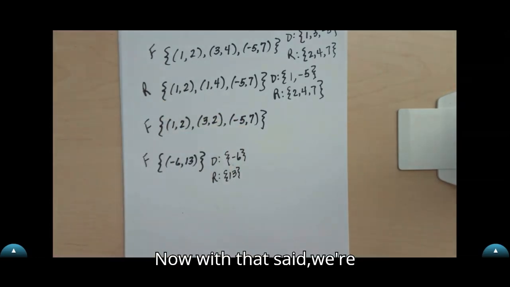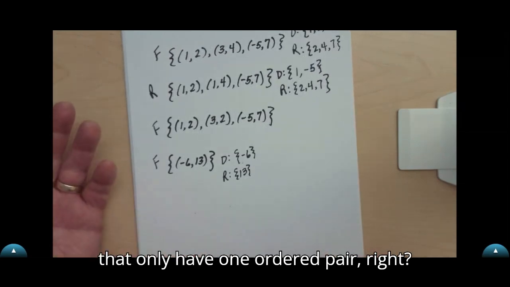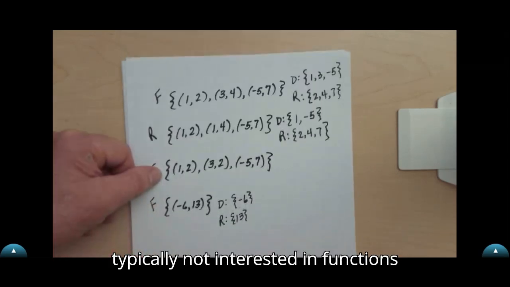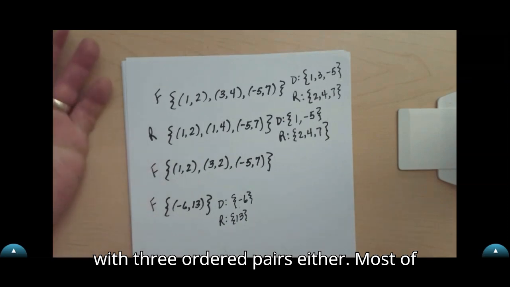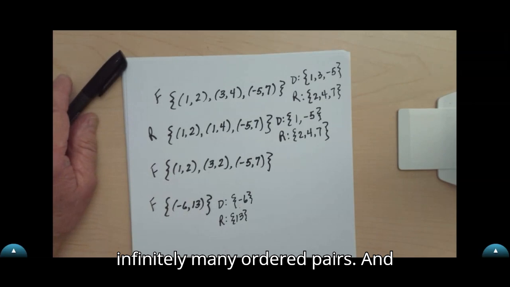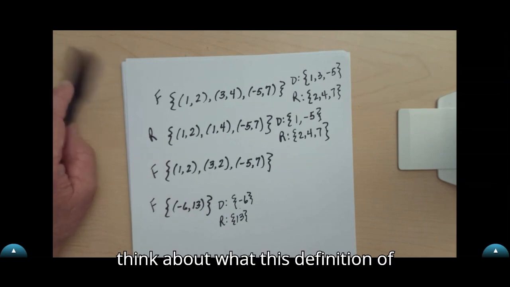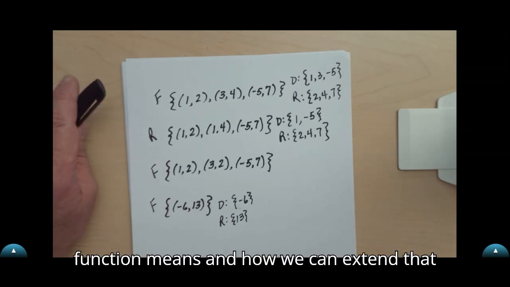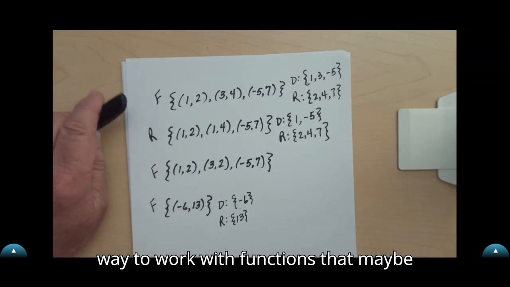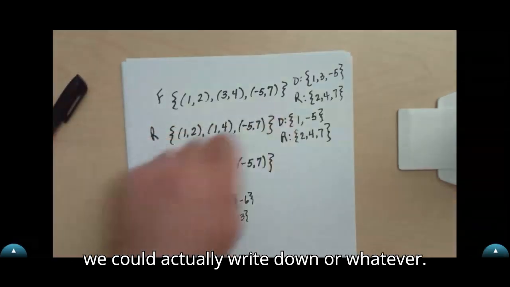Now, with that said, we're typically not interested in functions that only have one ordered pair, right? They're super boring. In fact, we're typically not interested in functions with three ordered pairs either. Most of the functions we'll be interested in have infinitely many ordered pairs. And that's why we're going to have to think about what this definition of function means and how we can extend that idea to help us work with functions that have more ordered pairs than we could actually write down.